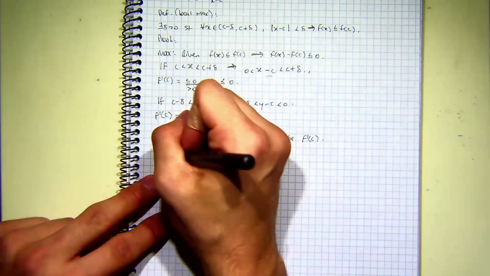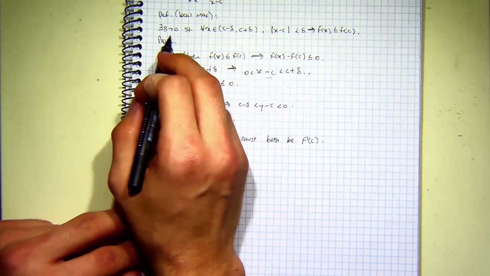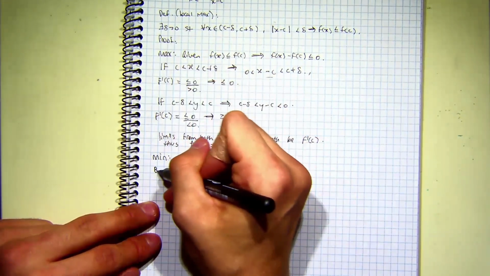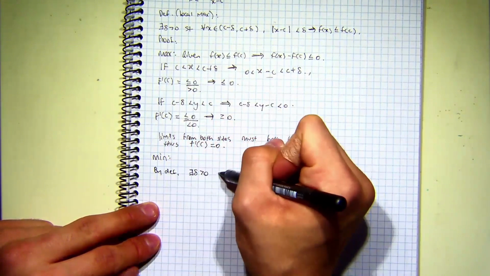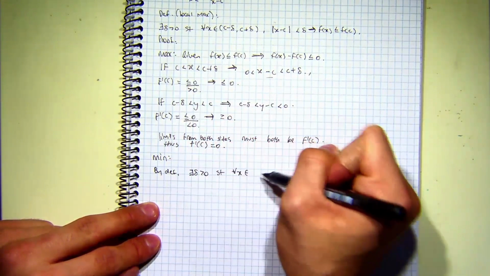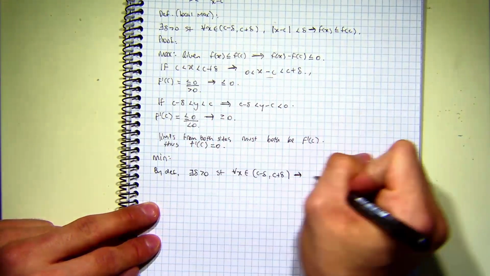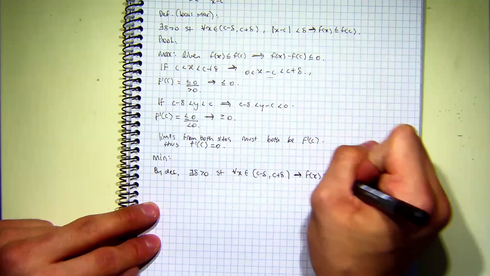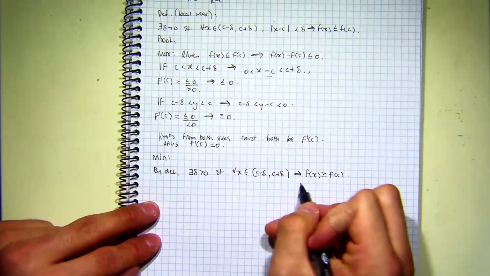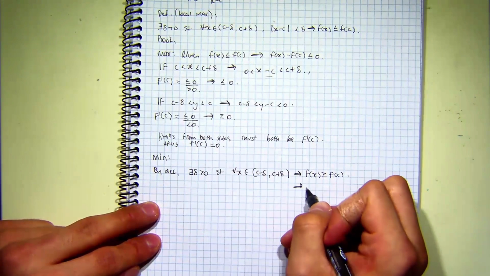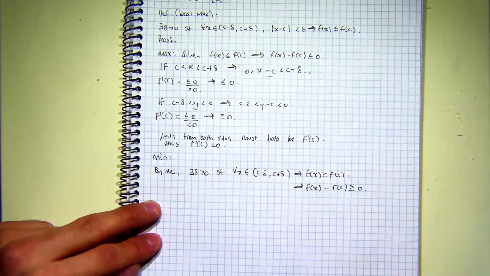Now, if we do our minimum case, the definition of a local minimum is similar to this one, but we say there exists a delta greater than 0, such that for all x in the bound c minus delta, c plus delta, this implies that f of x is greater than or equal to f of c. Now, if we do a similar thing to above, this can be rearranged to give us f of x minus f of c is greater than or equal to 0.